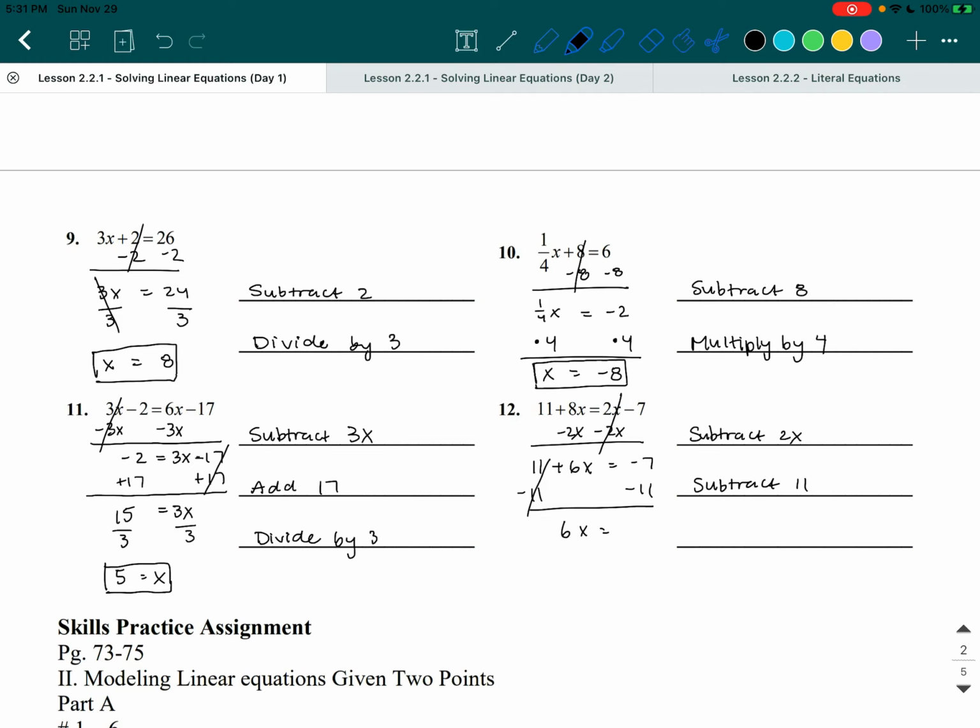So -7 minus 11, that's -18. And then finally divide by 6. You get x is equal to -3. So we divided by 6 because 6x means x multiplied to 6. And so the opposite of multiplying is dividing. So you want to cancel it, you do the opposite. So we have 6x, I divide by 6. Then I get x. All right, so that was our solving.